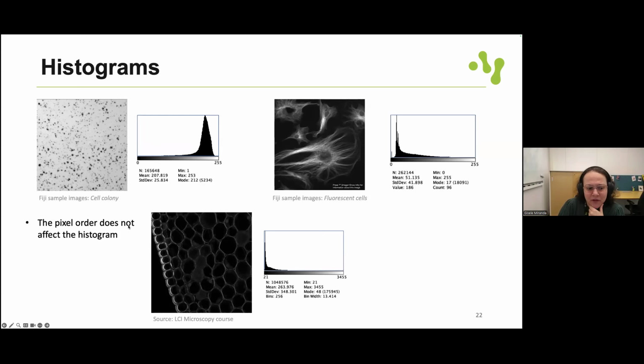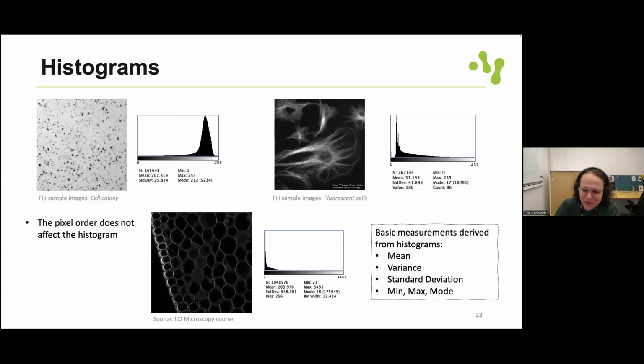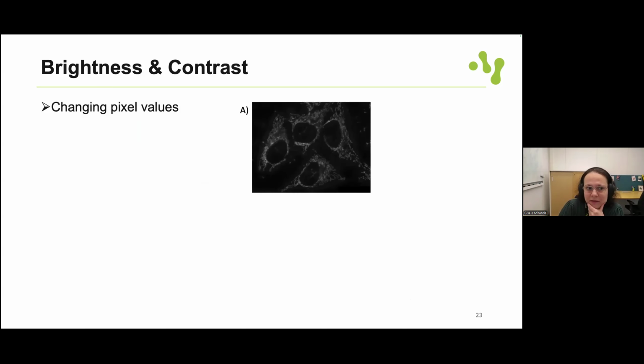So the pixel order here does not affect the histogram, right? The histogram is basically counting the number of pixels having a specific pixel value, so it doesn't matter the order. And we can derive basic measurements, like mean, variance, standard deviation. In the example of the multiplexed image that I gave earlier, we could see, for instance, how the signal is distributed. Can we identify a peak? When we have peaks, for instance, it's easier to separate the background from the signal of interest.